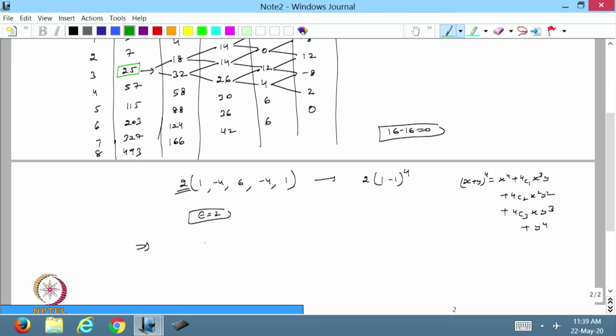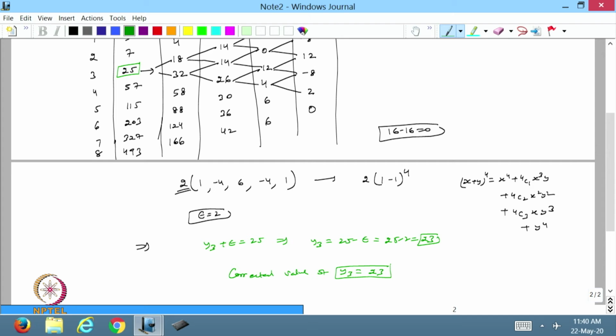So, from here I can write that y3 plus epsilon is 25, and from here my corrected y3 will be 25 minus epsilon. So, it is 25 minus 2, that is 23. So, this is the corrected value of y3: 23.